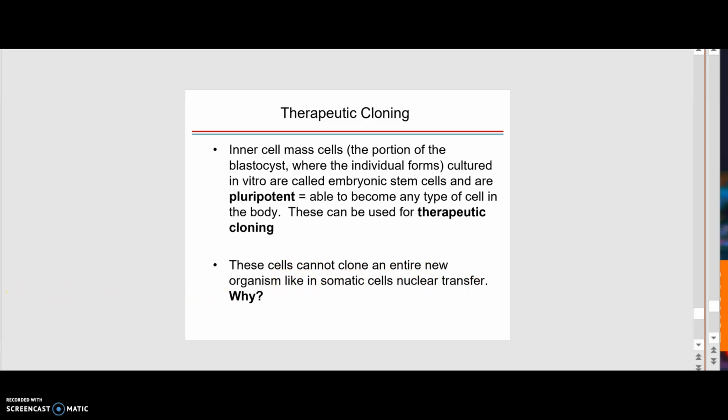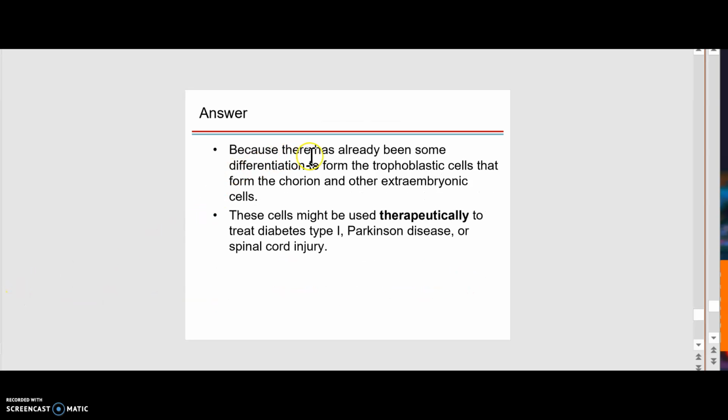Why? Okay. The answer is because there's already been some differentiation. There's already been some differentiation to form the trophoblastic cells that form the chorion and other extraembryonic structures. But they can be used therapeutically to make cells like the beta cells in the islet of Langerhans to help with patients with type 1 diabetes, regenerate neurons, spinal cord injury, and so forth.